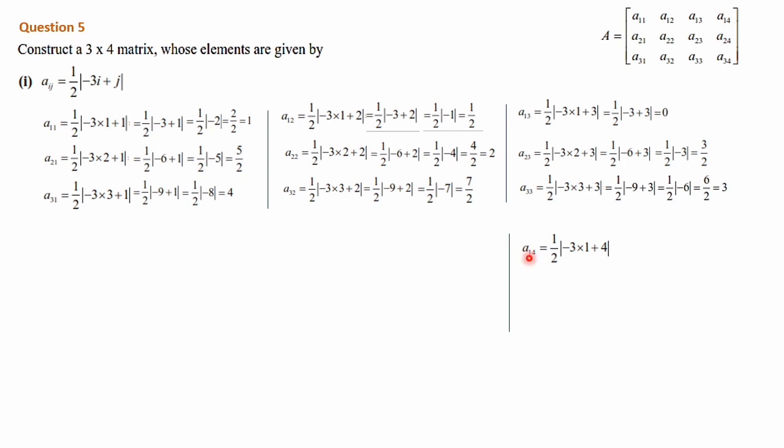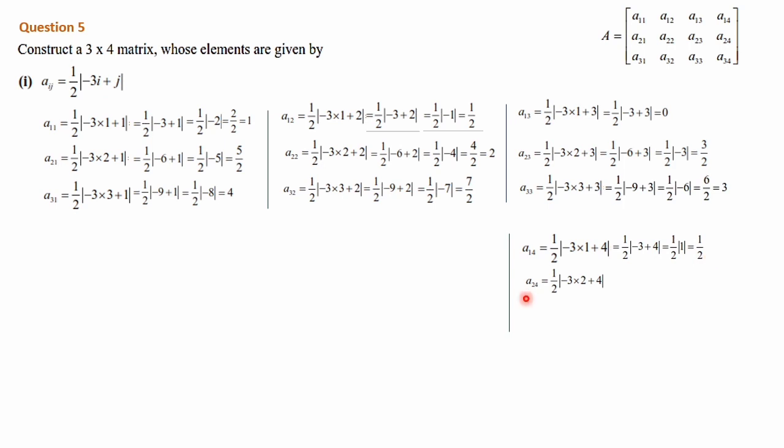A14, if you take i is equal to 1, j is equal to 4. So 1 by 2 into modulus of minus 3 into i, which is 1, plus j, which is 4. Minus 3 into 1 is minus 3, plus 4. Minus 3 plus 4 is 1. So modulus of 1 is 1 itself. So 1 by 2 is the answer.